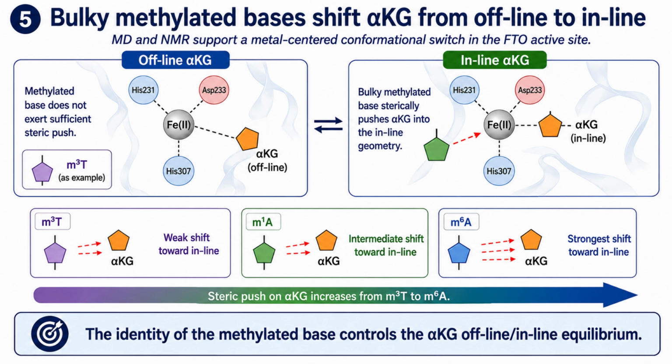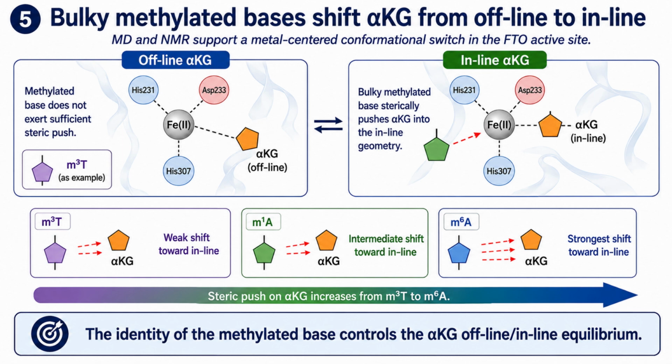Alpha-ketoglutarate can occupy two metal-centered conformations. In the offline conformation, alpha-ketoglutarate keeps the iron(II) center poorly accessible to oxygen. In the inline conformation, alpha-ketoglutarate rearranges so that the metal becomes exposed and the future iron(IV)-oxo oxidant is properly aligned with a methylated base. The methylated base acts as the trigger.